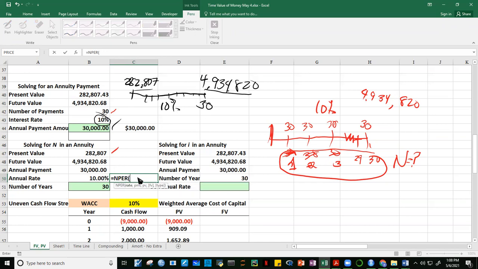Enter. Rate is 10%, comma. PMT is 30,000, comma. Let's not use the present value, but the future value. Sige nga, guys. And tell me if you got 30 years also.